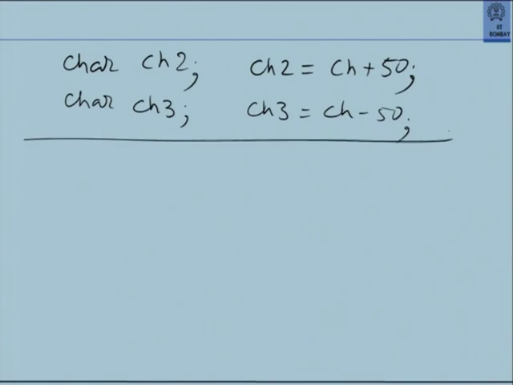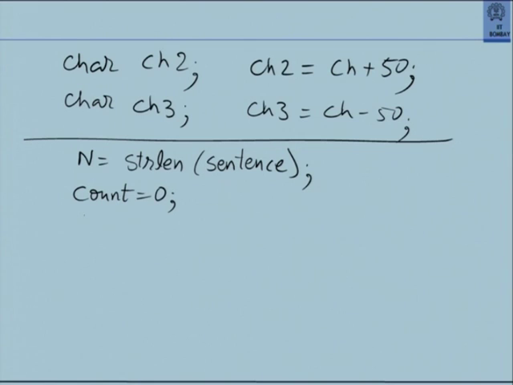If a character is equal to any one of these three, I will add the count. Now I can form a strategy of roughly writing my code properly. I can, for example, having done this, I will say n is equal to string length of sentence. Do you remember this function, string length? It will calculate the string length. Then I will say count equal to 0. And now I will say for I equal to 0, I less than n, I plus plus.